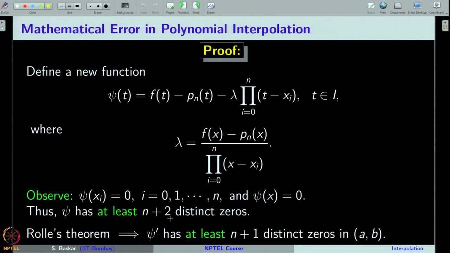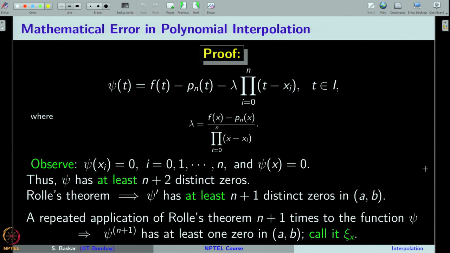Now, you apply the same idea to psi dash and try to see how many zeros are there in psi double dash. Well, psi double dash will have at least n distinct zeros. Right. Similarly, psi triple dash will have at least n minus 1 distinct zeros and so on. At the end, by applying Rolle's theorem repeatedly n plus 1 times on the function psi, we can conclude that the n plus first derivative of the function psi has at least one root. So, that is what you can conclude from Rolle's theorem. Let us call this root xi of x.